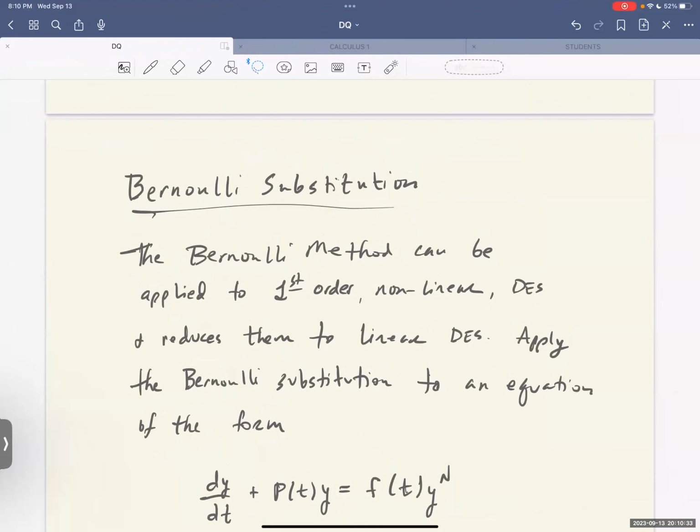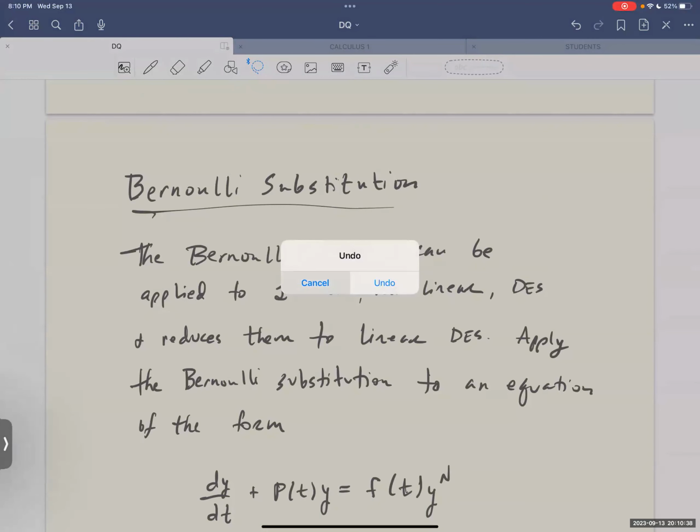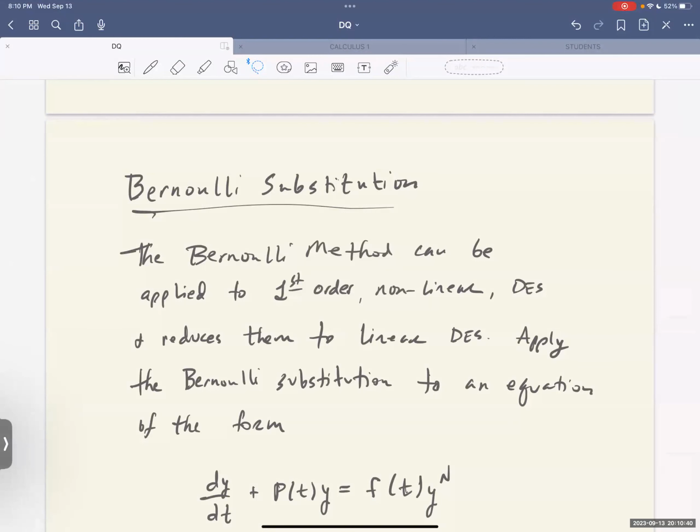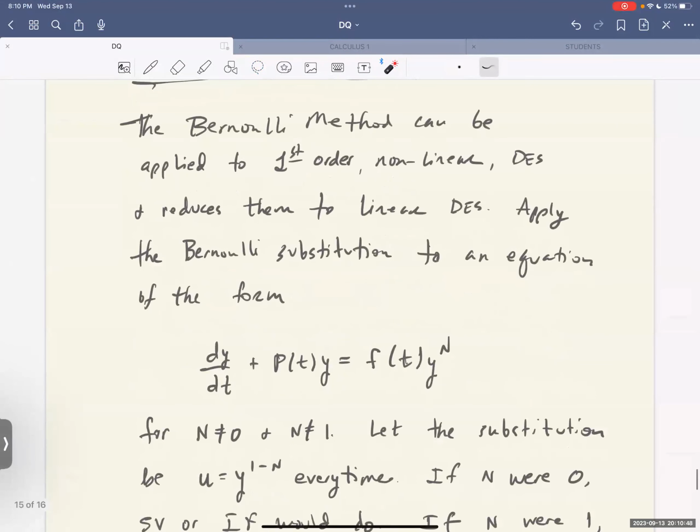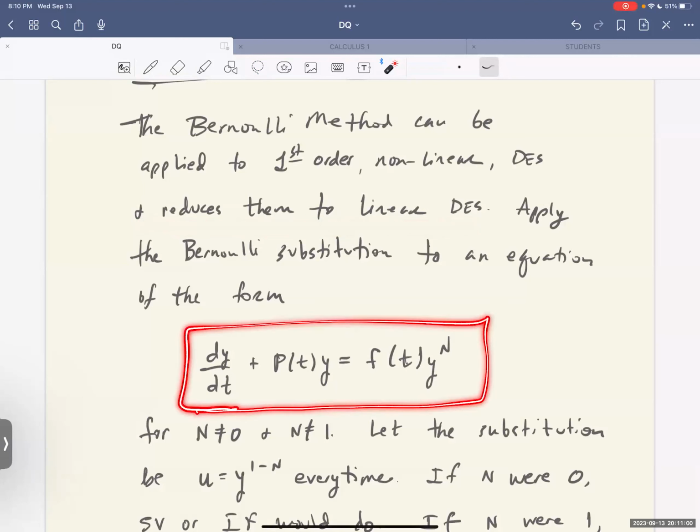Okay. Bernoulli substitution. It's a substitution method, and it can be applied to first order nonlinear differential equations. What it does is reduce the equation to a linear one, so that you're able to use other methods that we've looked at. The form of the equation needs to look like this. So it's almost like a linear equation, except for this y to the n on the right side.